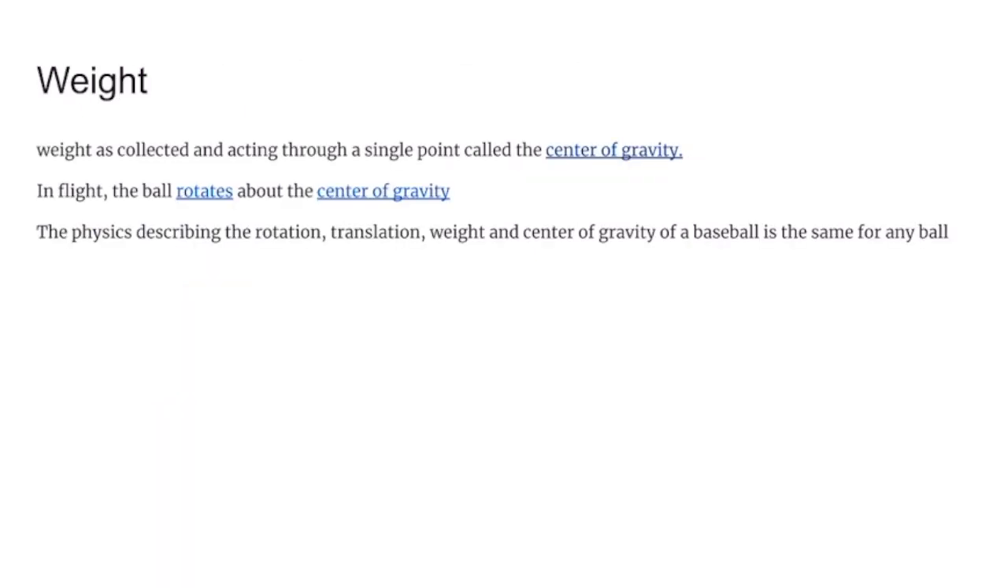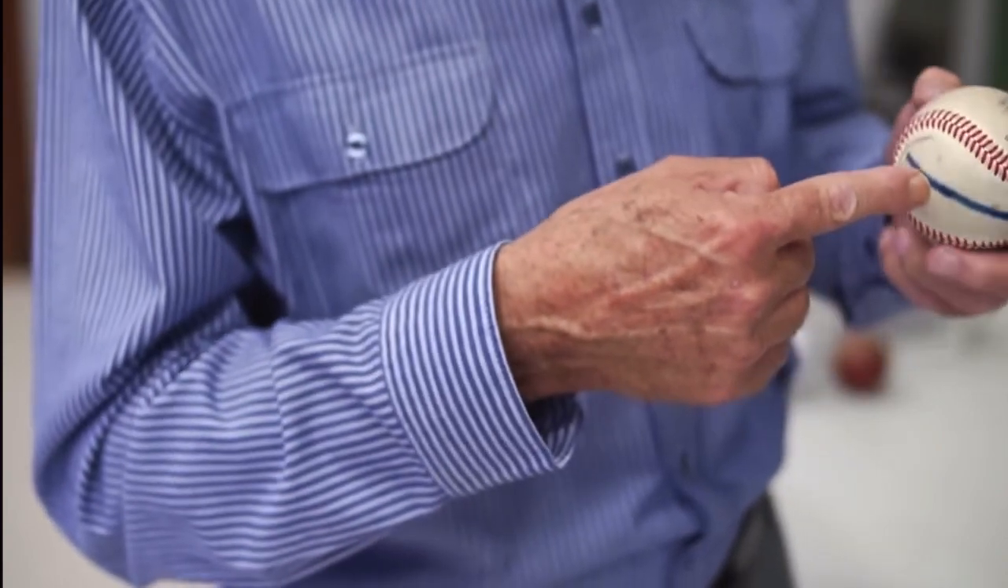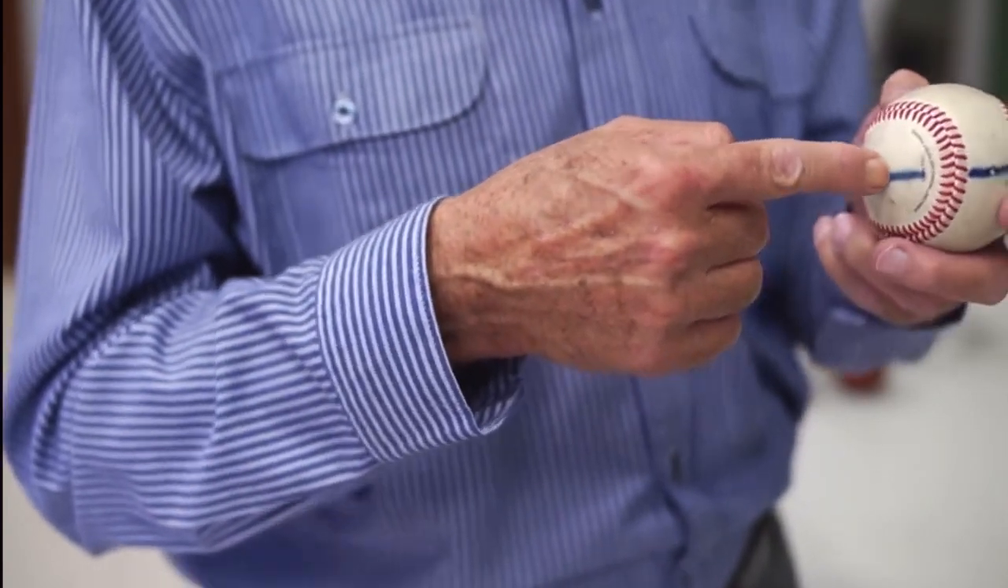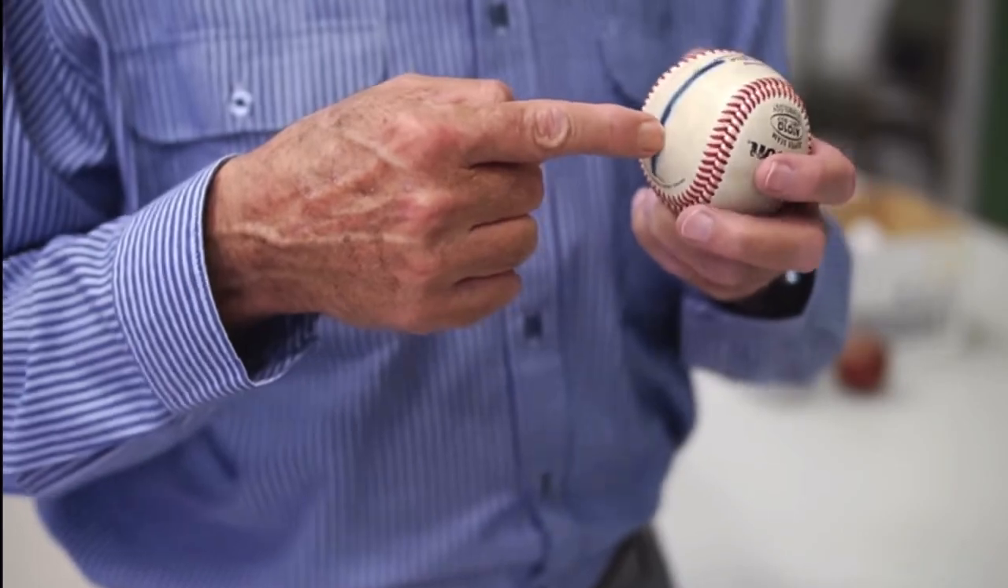First, we'll look at weight. Weight is the force that is always directed towards the center of the earth. In general, the magnitude of the weight depends on the mass of the object as determined by Newton's law of gravitation. By rule, the weight of a Major League Baseball is 5 ounces. We can often think of weight as collected and acting through a single point called the center of gravity. In flight, the ball rotates about the center of gravity. Newton's laws of motion describe the translation of the center of gravity. The physics describing the rotation, translation, weight, and center of gravity of a baseball is the same for any ball.